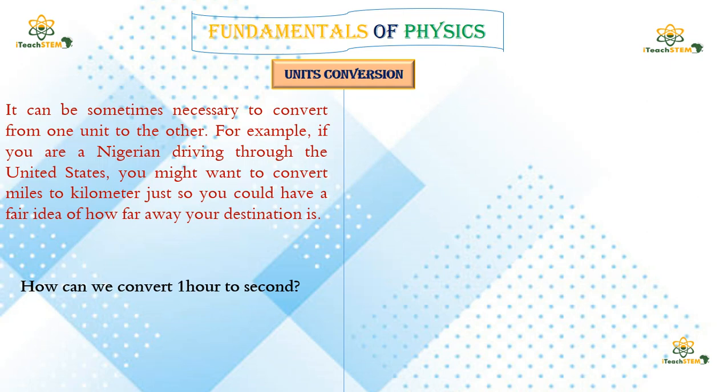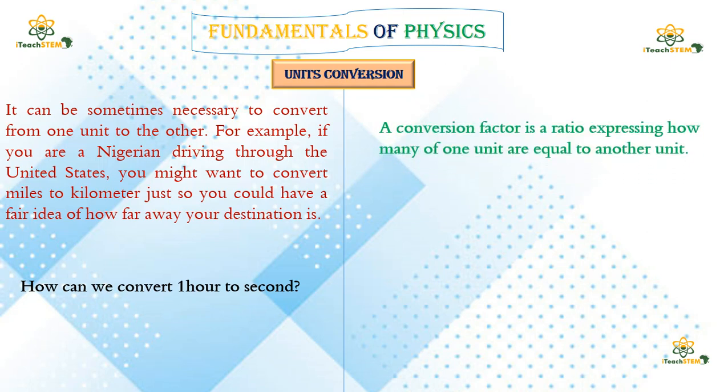For us to do this, we need to establish what is called a conversion factor. A conversion factor is simply a ratio that expresses how many of one unit are there in another. For example, 60 seconds is equal to 1 minute. 60 minutes is equal to 1 hour. 24 hours is equal to 1 day. Just to mention but a few.